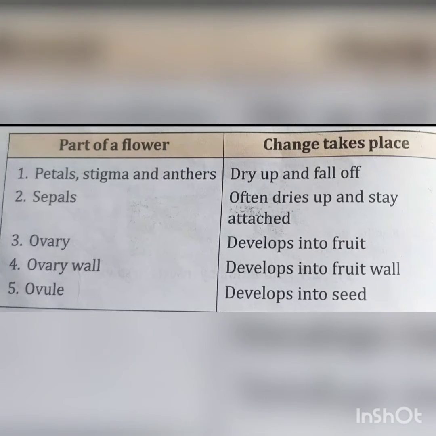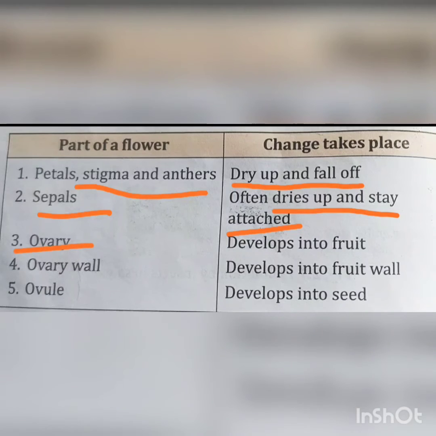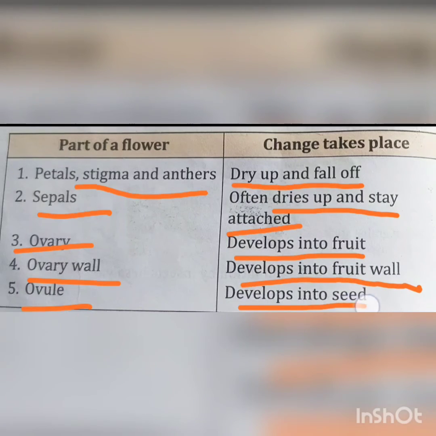There are certain changes which take place in different parts of the flower after fertilization. The petals, stigma and anthers dry up and fall off. The sepals often dry up and stay attached. The ovary develops into fruit. The ovary wall develops into fruit wall. And the ovule develops into seed.